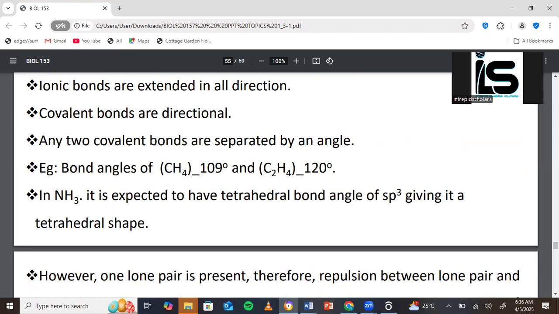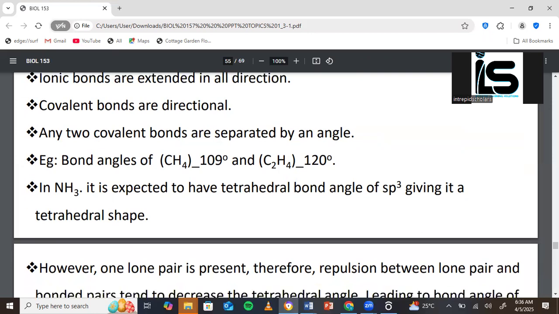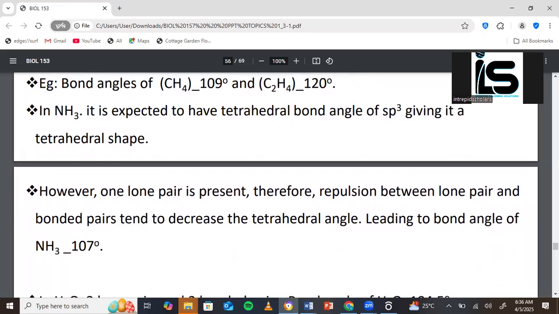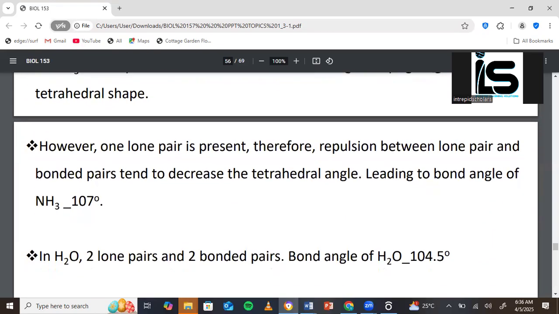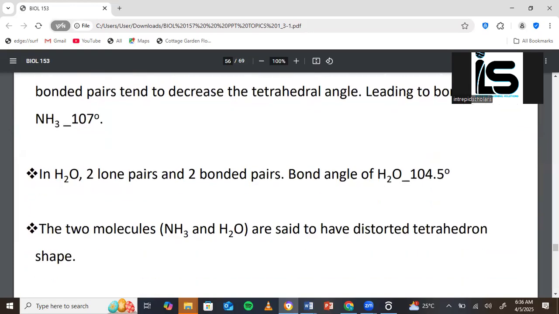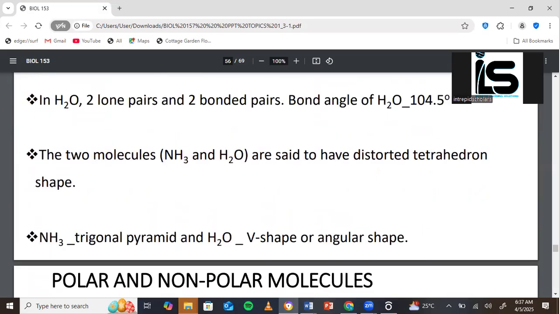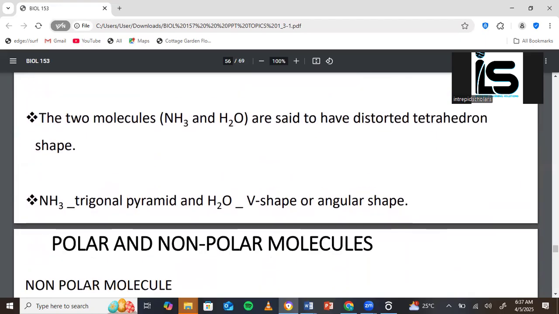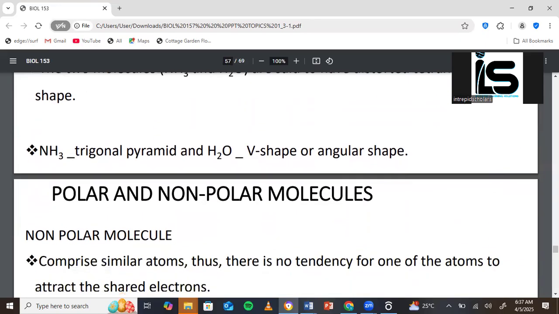Now, in ammonia, it's expected to have a tetrahedral shape, right? But because of the lone pair repulsion, it has 107 degrees and a trigonal pyramidal shape. Water, because of the 2 lone pairs, right? So the lone pair repulsion is higher, and it will further decrease the angle to 104.5, and the shape is bent. Now we are saying water and ammonia are said to have a distorted tetrahedron shape, right?